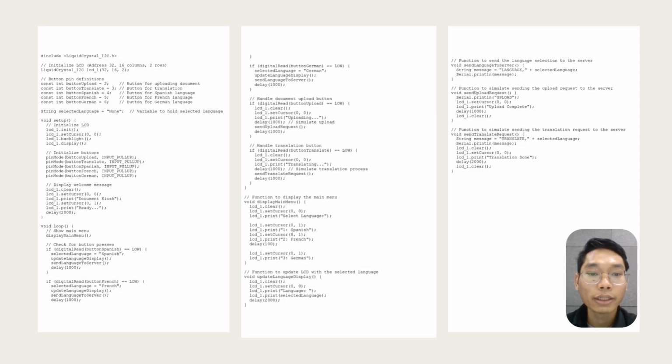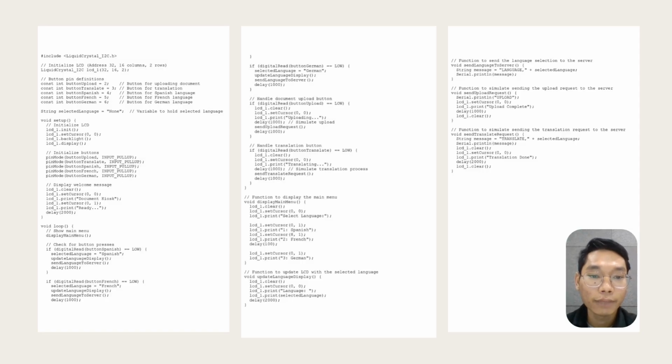The main logic runs in the loop function. First, the system displays the main menu, showing the available language options. The program constantly checks for button presses using digitalRead. When a button is pressed, the system updates the selected language and displays it on the LCD.